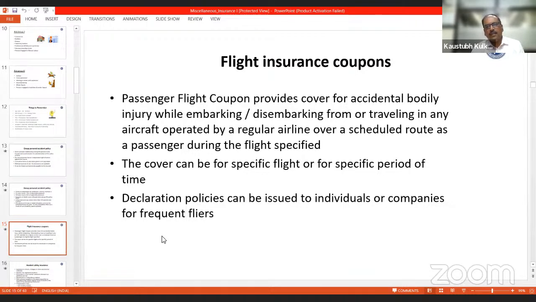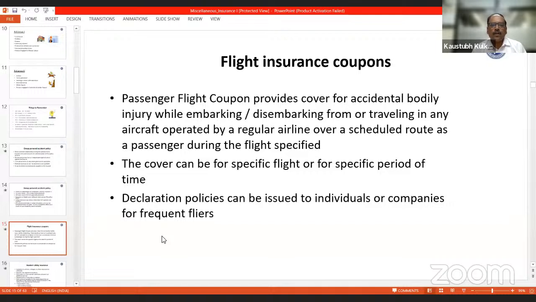The operational airlines will take this policy, or these flight insurance coupons, for a particular scheduled route only, or maybe on a floater basis for the total year also. So they will restrict themselves to a scheduled route, or they may take it for a specified period. This is the option for them to take flight insurance coupons from any insurance company.